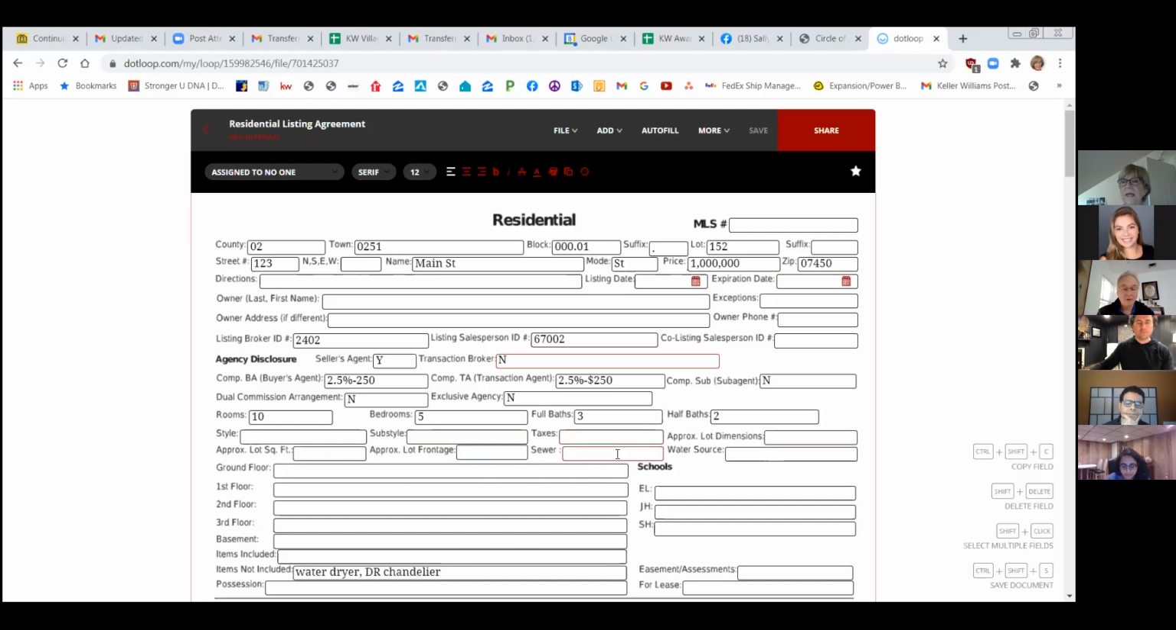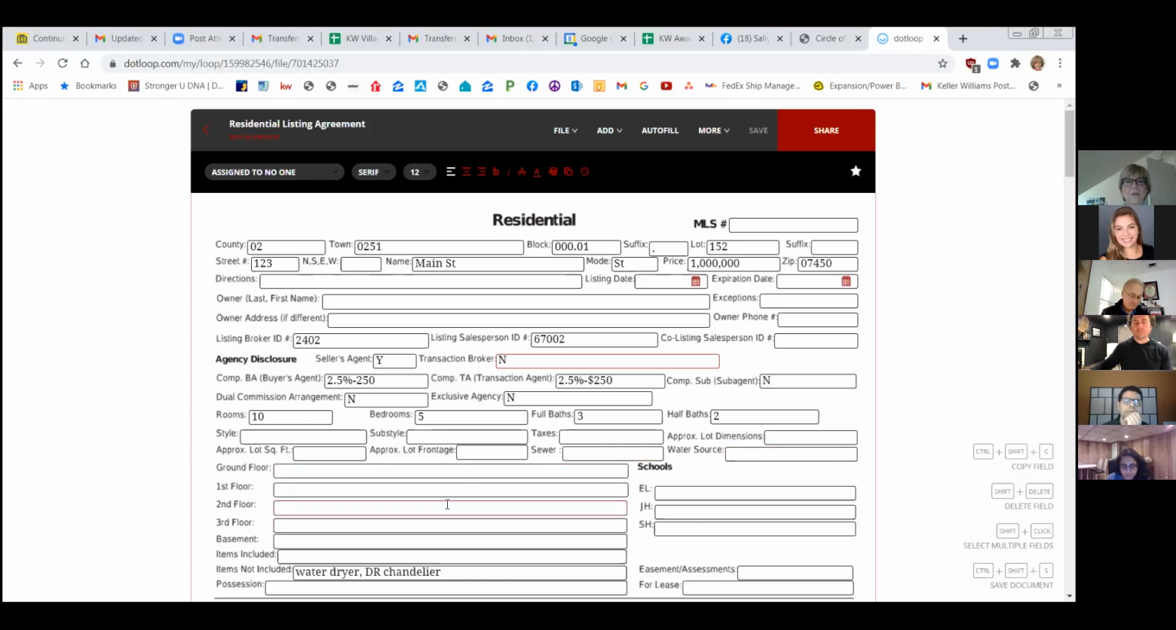Then you're going to find out, does it have a sewer system? Meaning, is it a public sewer, or is it a private system, meaning it's a septic system. You're going to ask them if they have public water or if it's well water, and you're going to fill that in here.